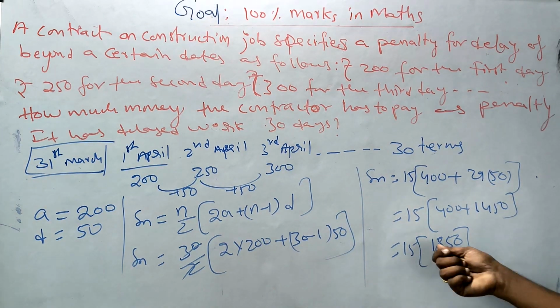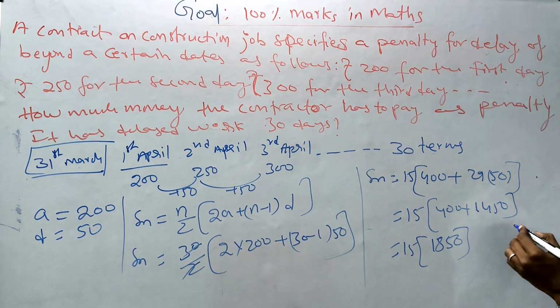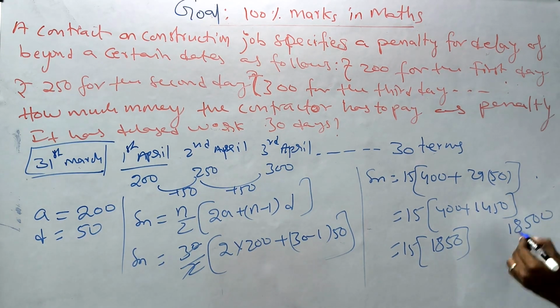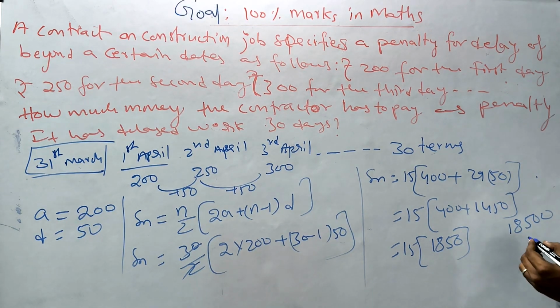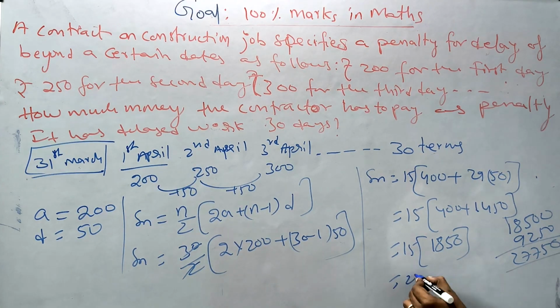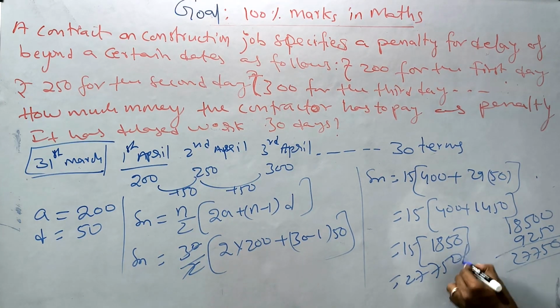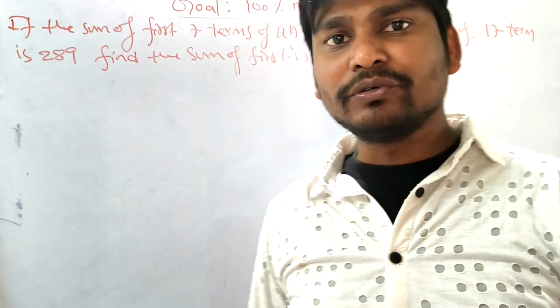Now if you multiply, 10 times 1850 is 18,500, and 5 times 1850 is half of that, nothing but 9,250. Correct? If you add everything, you will get 27,750 rupees. He has to pay a penalty of 27,750 rupees. Clear? Okay, students, we'll move to the next question.